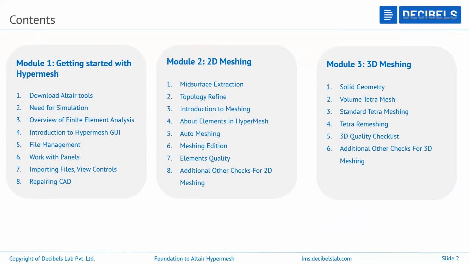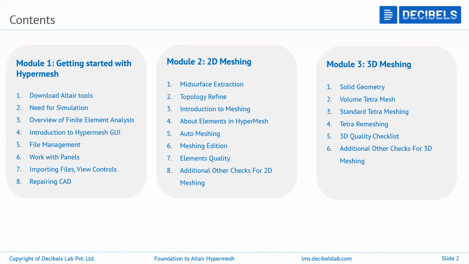With this, we also did the 2D meshing. By extracting the mid-surface, we did the 2D meshing and we did the remeshing also, and the respective quality parameters that the industry is maintaining for the elements. We have discussed all these things. In continuation to these modules, today we are concluding this bootcamp with 3D modeling, that is 3D meshing.